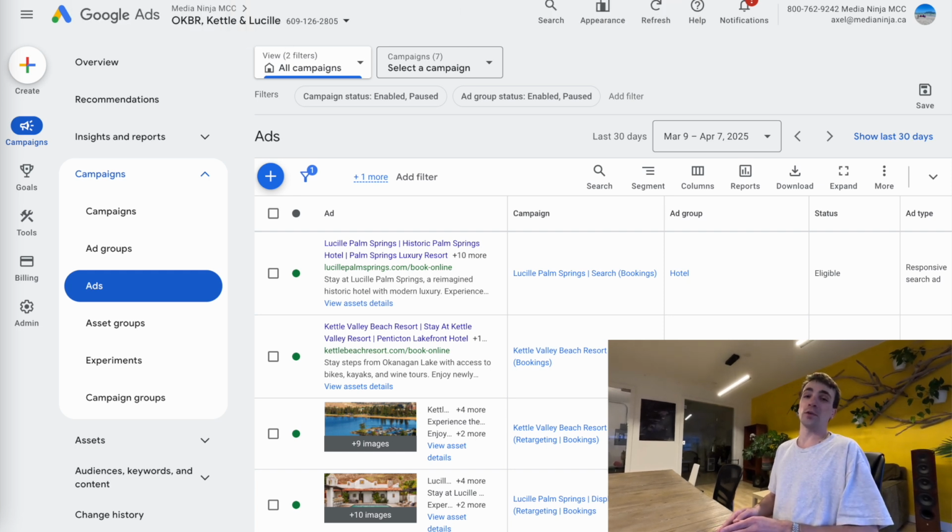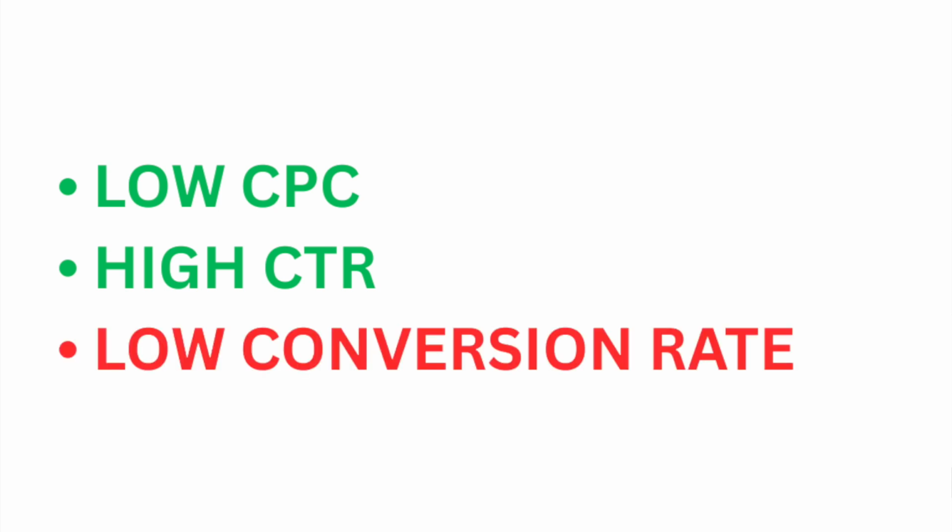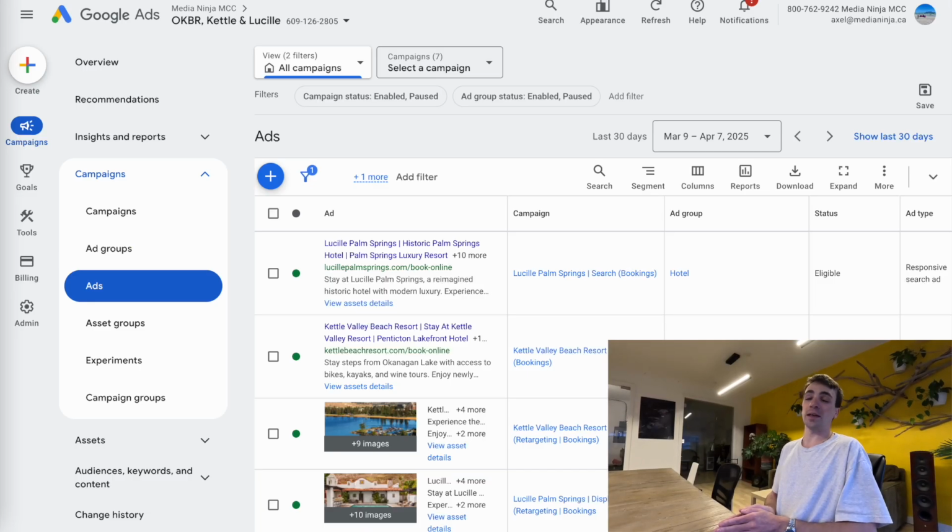Another example we can go through is, let's say the opposite. Let's say you have a low cost per click, which is good. So your clicks are cheap. You have a very high CTR, so a lot of people are clicking on your ad, but you have a very low conversion rate. In a case like this, what's really going on is that your clicks are cheap, which is good. People are clicking on your ad, so your keywords and your targeting are relevant to your ad, but your conversion rate is low.